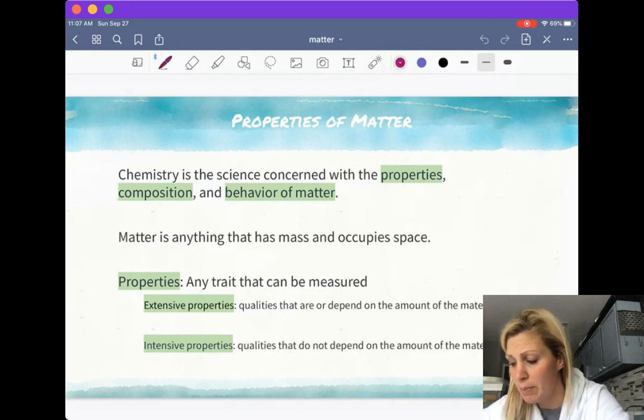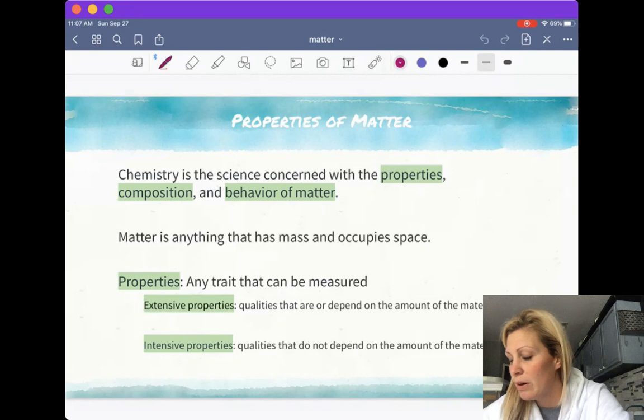So our starting point here is to make sure we understand that matter is anything that has a mass. So we can put it on a scale and it's going to give us a number in grams or whatever units we measure it in, and that it occupies some type of space, which means it has a volume.